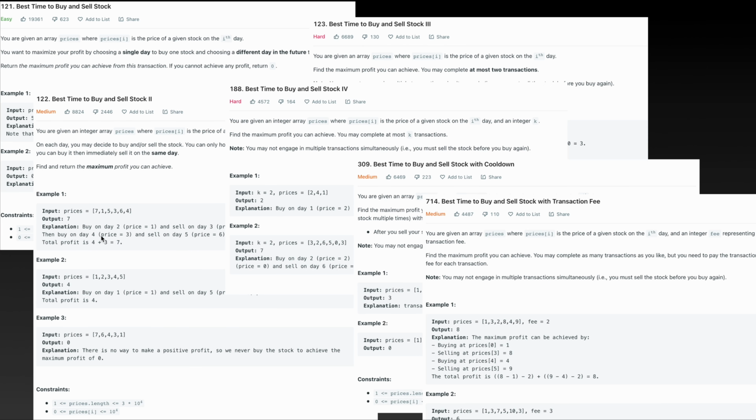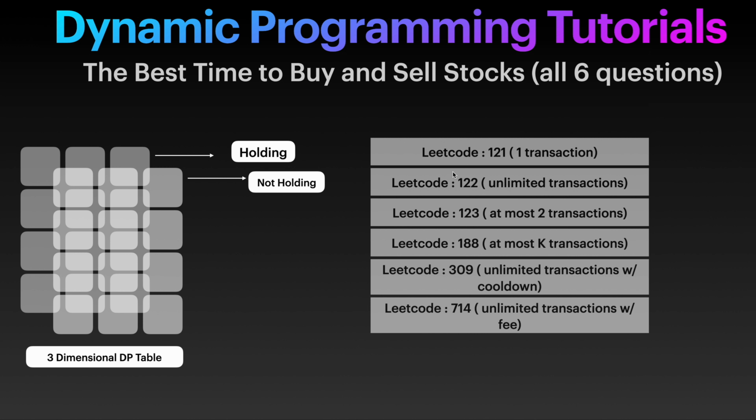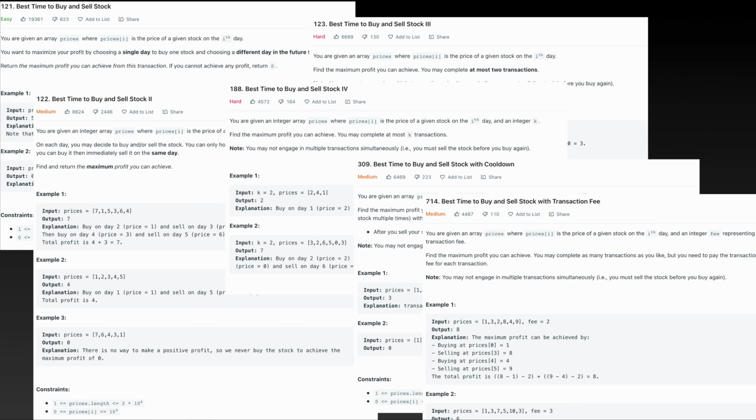So here we have 6 problems. They are very similar. As you can see, for LeetCode 121, we have one transaction allowed. The next one, unlimited transactions. For the next one, at most 2 transactions. The next one, we have K transactions, and so on. So you can see that they are very similar, right? So we have 6 problems to cover, and let me start with 188.